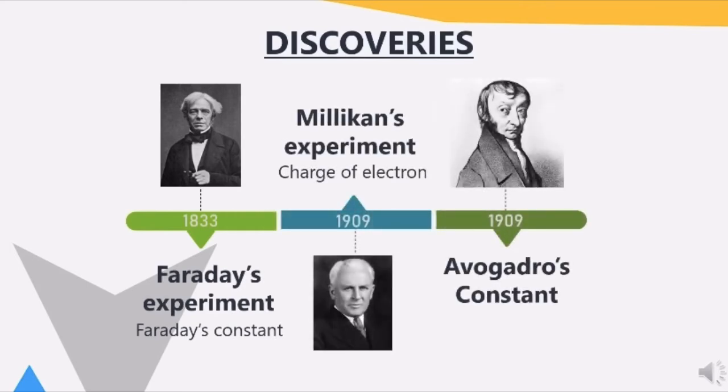The discoveries that led to Avogadro's constant: In 1833, Faraday carried out electrolysis in which he determined Faraday's constant. In 1909, Millikan determined the charge of an electron, and using these two values, Avogadro's constant was determined.